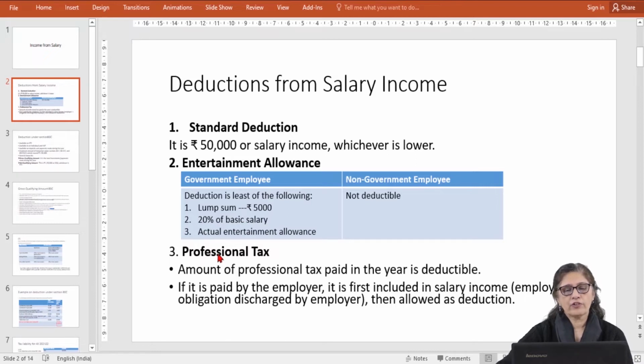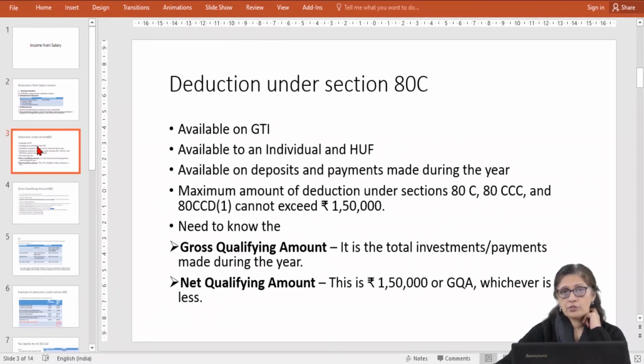And third is professional tax. Any professional tax paid in the previous year is deductible. Remember, payable is not deductible, paid is deductible. If the professional tax is paid by the employer, then it becomes an obligation of the employee discharged by the employer and therefore becomes a perquisite. So if the employee's professional tax is paid by the employer, we first include it in the salary as perquisite and then give a deduction from gross salary. And that becomes your net salary.